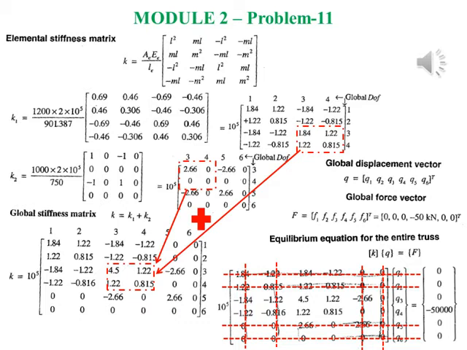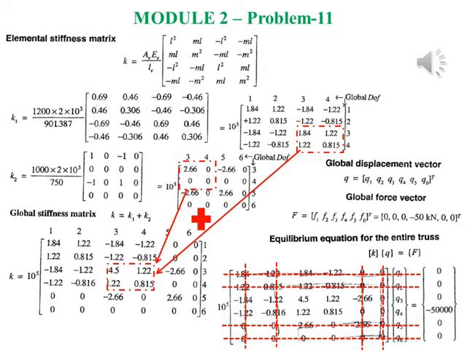In the previous video it is clearly evident, the derivation, and the final formula is KE, that is the element stiffness matrix for the truss element, is equal to AE into capital E suffix small e divided by L suffix E into the matrix: L square, ml, minus L square, minus ml; ml, m square, minus ml, minus m square; minus L square, minus ml, L square, ml; minus ml, minus m square, ml, m square.